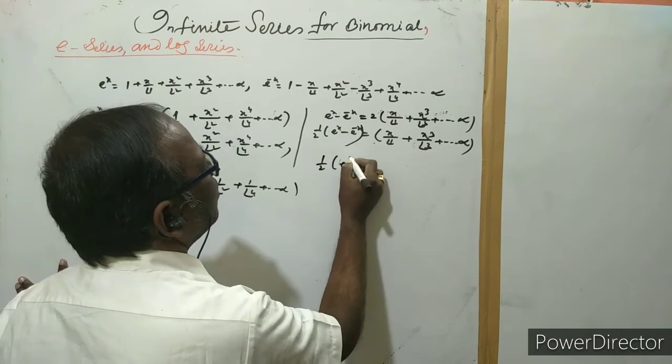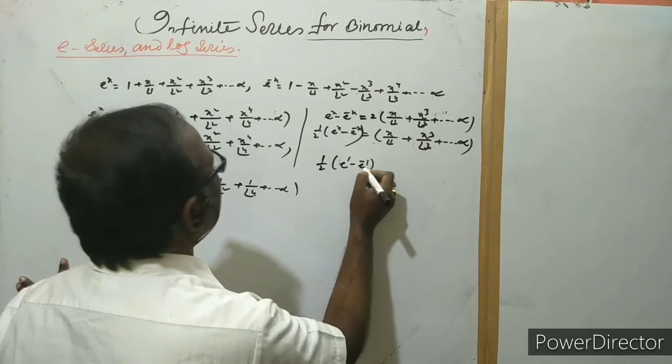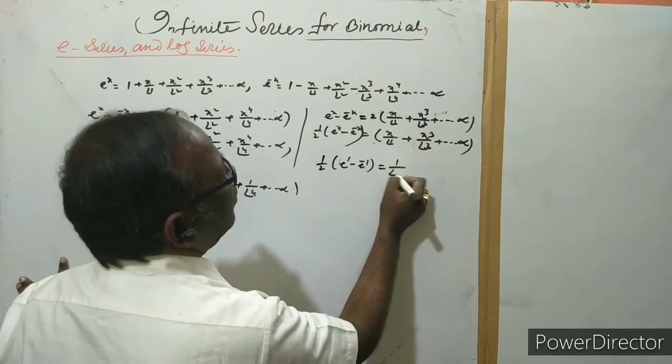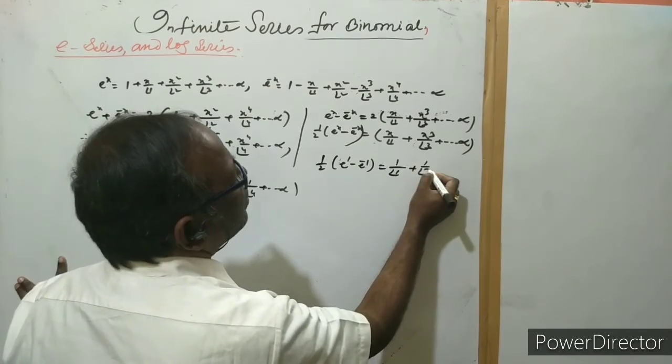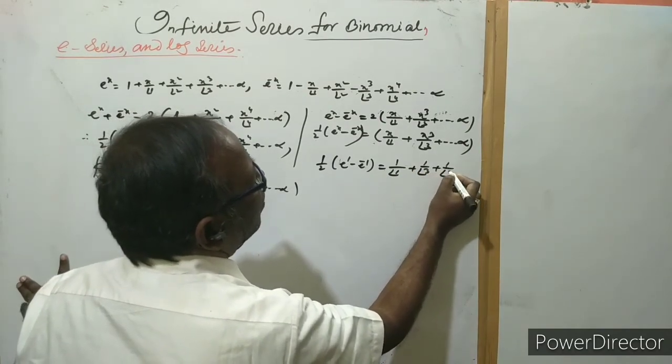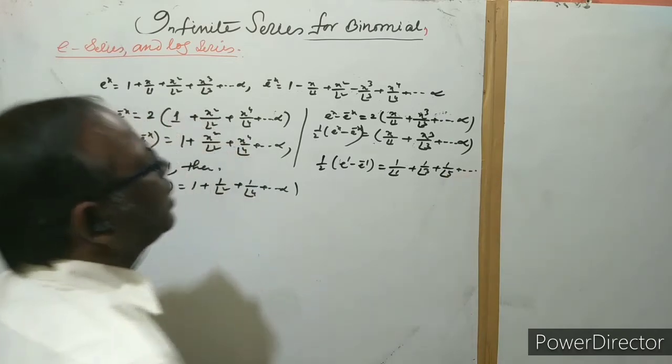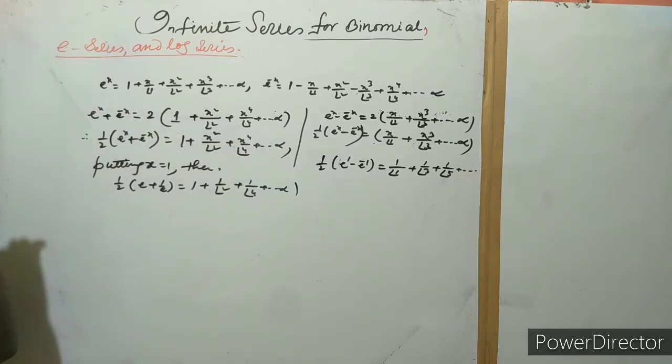And in the other case, half of e to the power 1 minus e to the power minus 1 is equal to 1 by factorial 1, 1 by factorial 3, and it can be 1 by factorial 4, and like that. And this expression will be used in some of the problems, so that's why I simplify this type of problem.